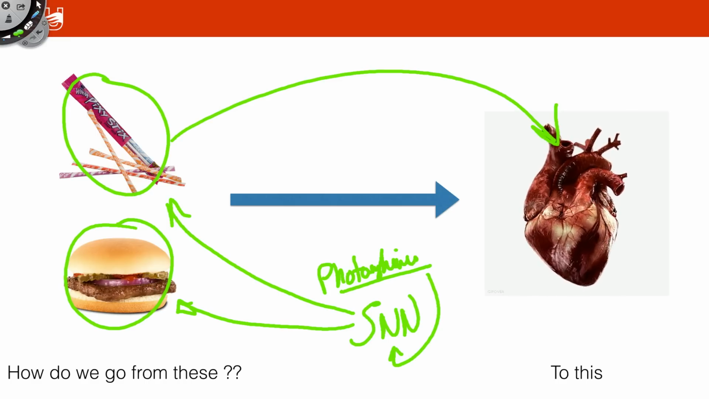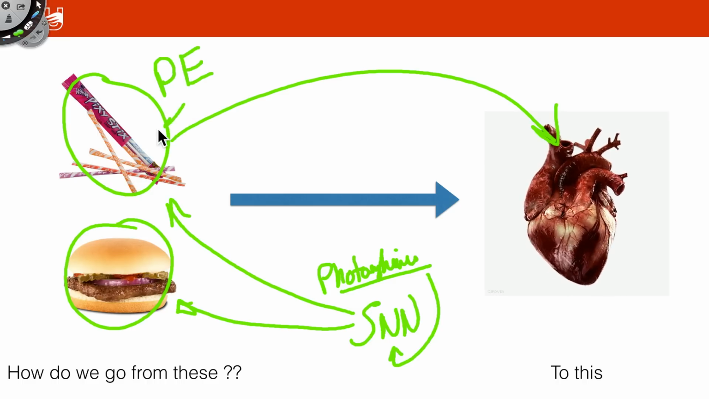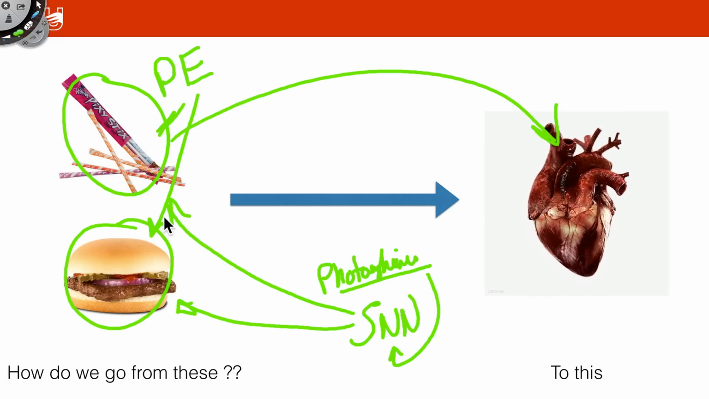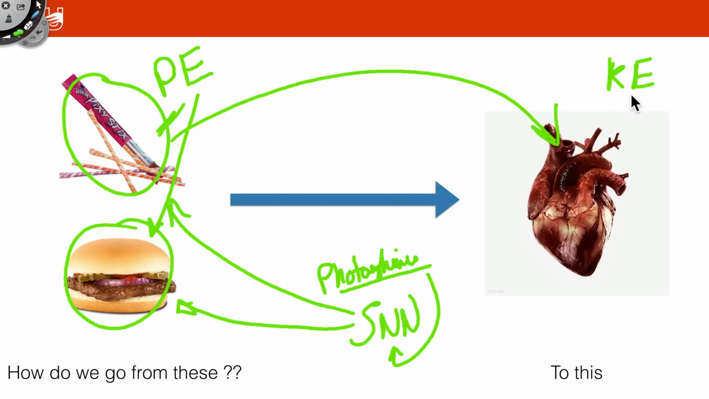Now, these are really two forms of energy. This is what we call a potential form of energy. I'm going to say PE. Our foods are potential energy. Okay, they're not moving. There's energy due to their state. Your heart moving, energy of motion, we would think of as kinetic energy, the energy of motion. Which brings us to our next topic.